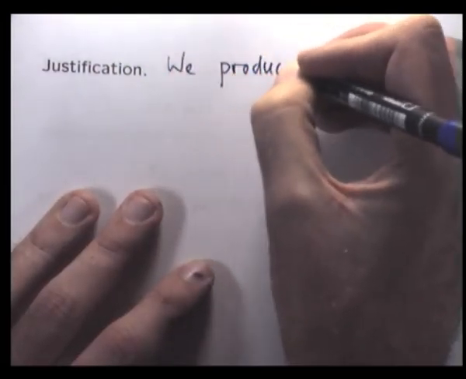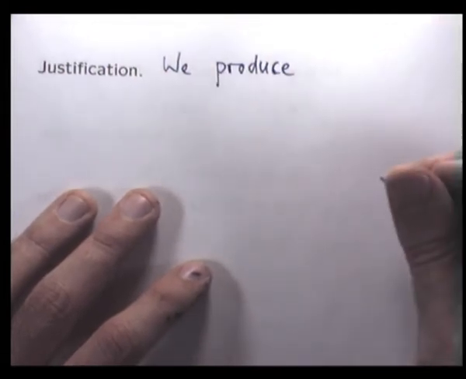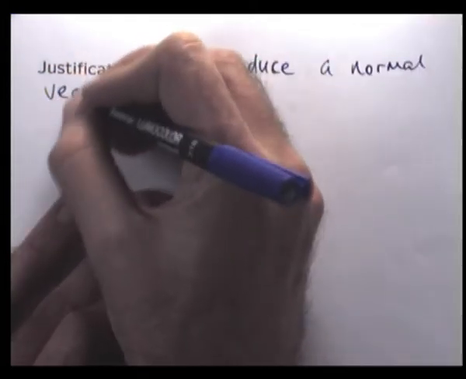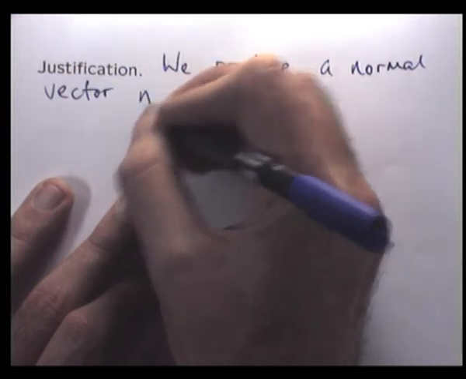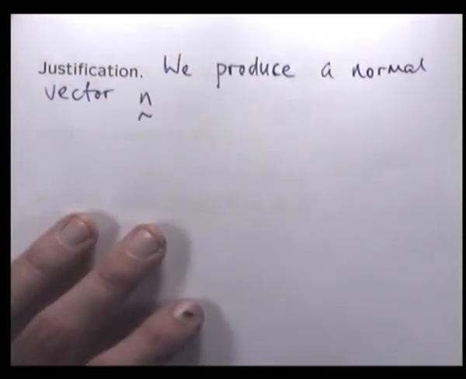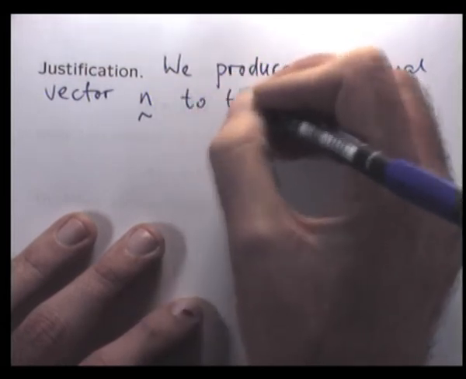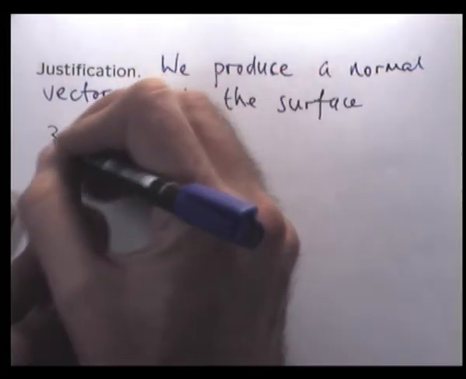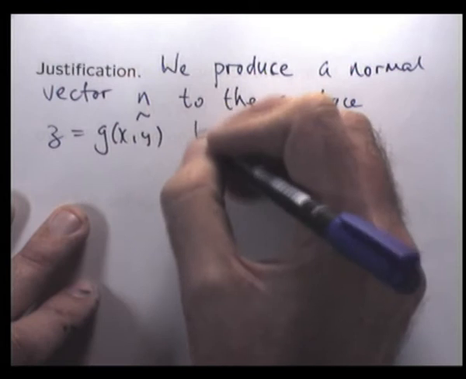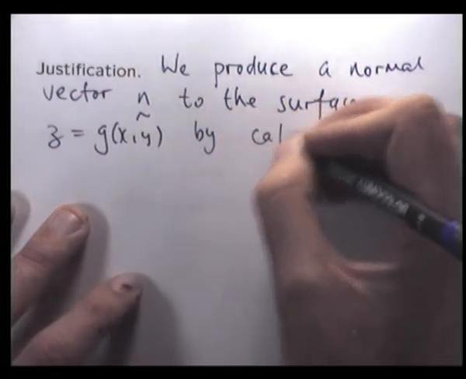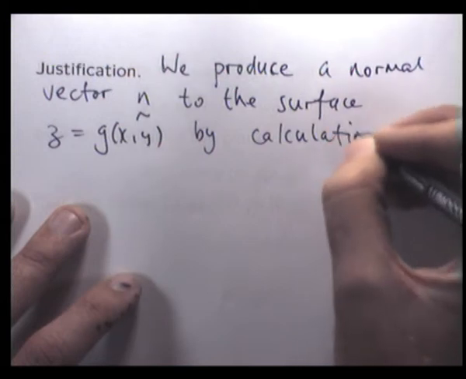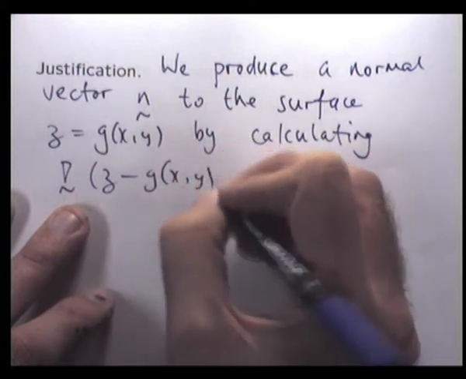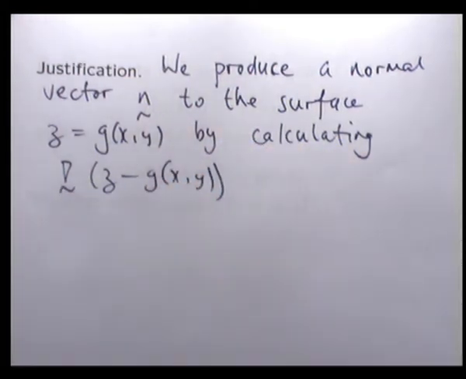So we produce a normal vector. Now it's not necessarily a unit vector. To the surface z equals g. So we calculate the gradient of the function defined by z minus g.